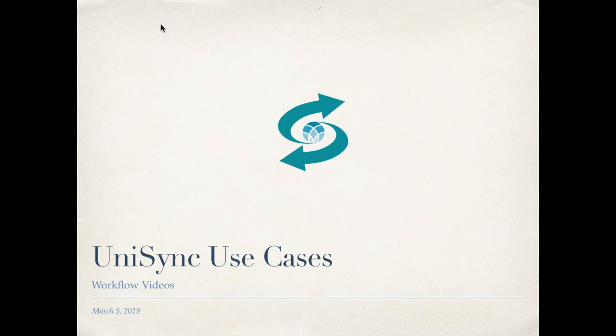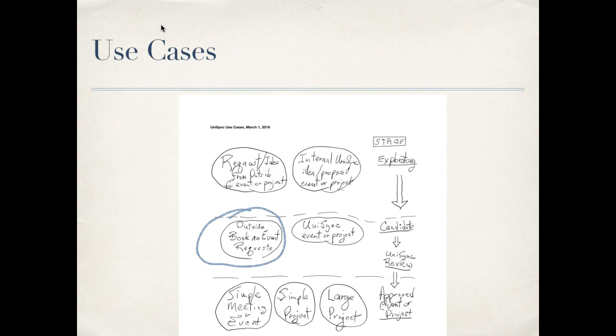This video introduces the 7 use cases developed to describe the Unisync event review process. The use cases are: in the exploratory phase, a requested idea from an outsider for an event or project, and an internal Unisync idea, proposed event or project. Phase 2, the candidate phase.